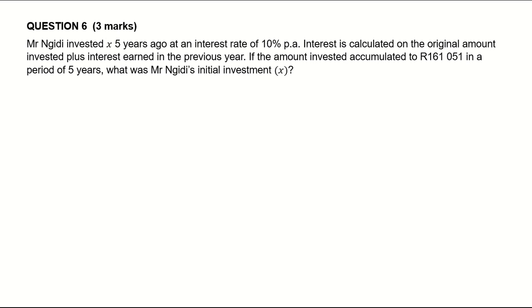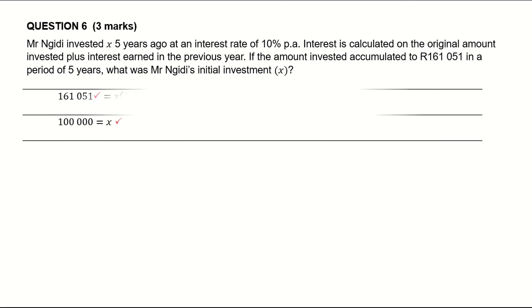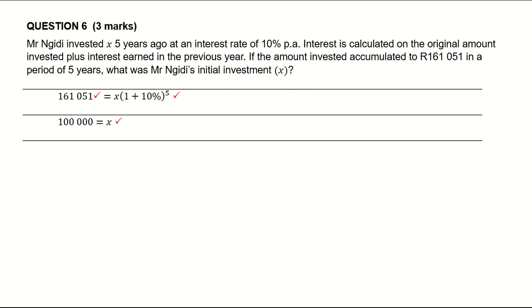They want X. So when you write this, where there is A, you will substitute 161,051. Where there is X or P, you will substitute X. Where there is I, you will substitute 10. Where there is N, you will substitute 5. Now to solve for X here, you will divide both sides by this whole bracket, including the exponent. So when you take 161,051 divided by that whole bracket, you will get 100,000.